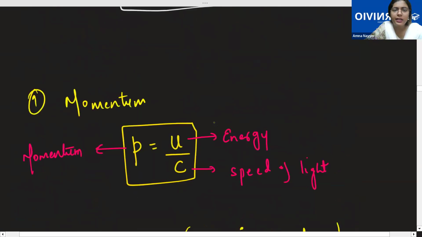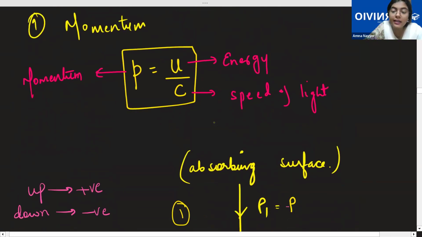Okay. So write it down, class. Am I clear till here? All the properties with the EM waves construction.